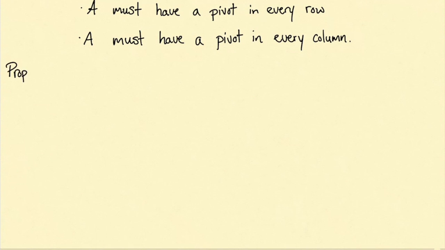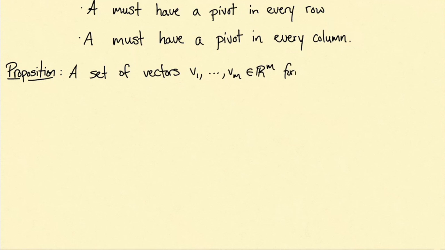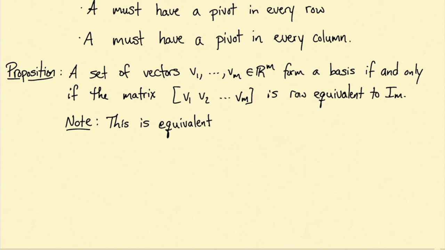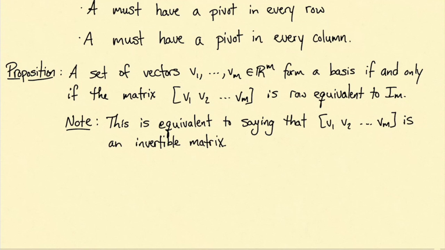So we record this important result as the following proposition. A set of vectors, v1 through vm in Rm, form a basis if and only if the matrix v1 through vm is row equivalent to the identity matrix Im. Now, we recall that such a matrix has another adjective that we can attach to it. This is equivalent to saying that the vectors v1 through vm define a matrix which is invertible.